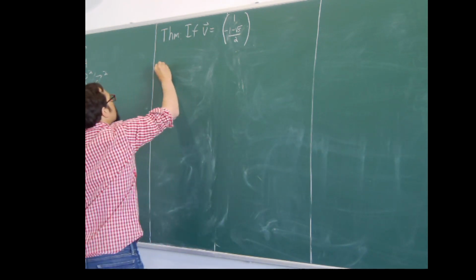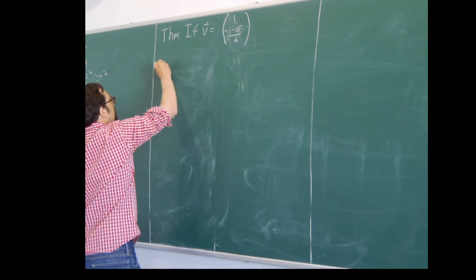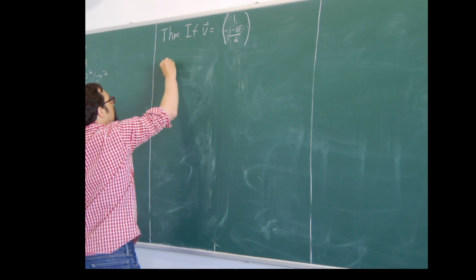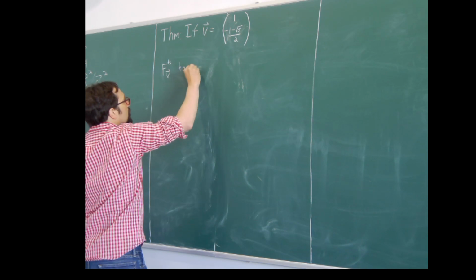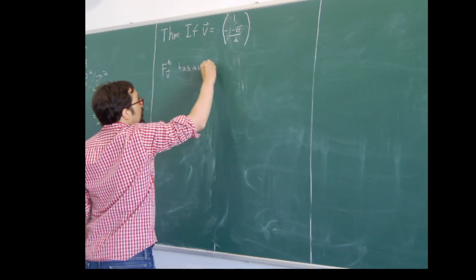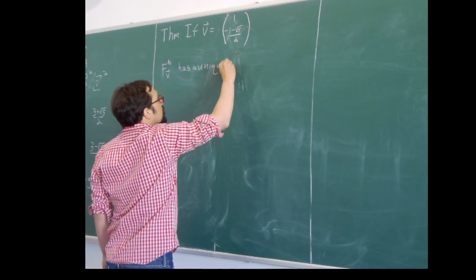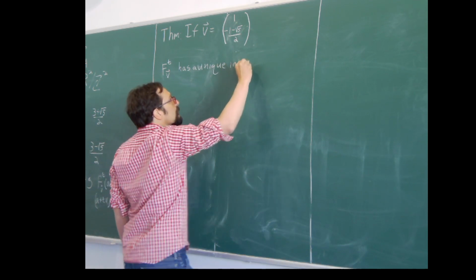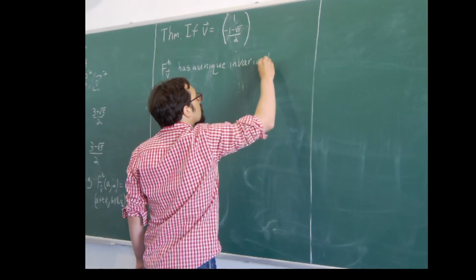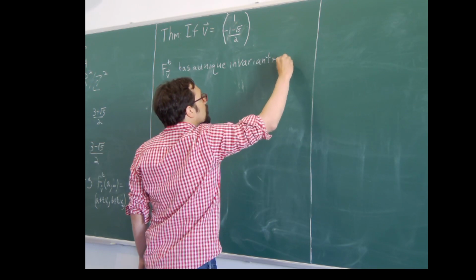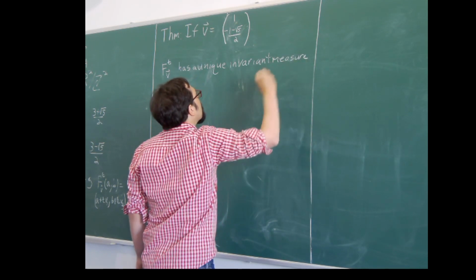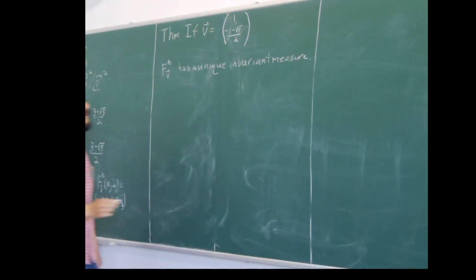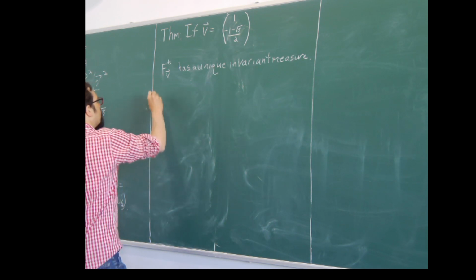Then f to the t of v has a unique invariant measure. And we know that the area is invariant, so that measure better be the area. Okay. So let's begin with reduction.